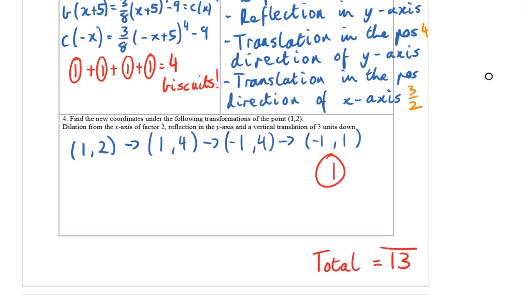Question 4, finding a new coordinate. So first we've got a dilation from the x-axis of factor 2. That changes our y value by a factor of 2. Then a reflection in the y-axis, meaning that our 1 has become negative 1, and a vertical translation of 3 units down. Very straightforward question there. If you were struggling with it, though, I would sketch this coordinate on a Cartesian plane. I think that helps you visualize these movements, from an axis or across an axis for a reflection, or up and down, left and right. So that's a good way to do that question.